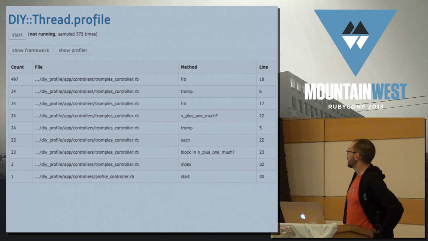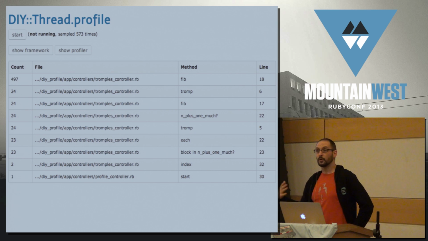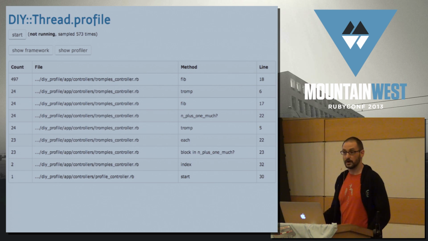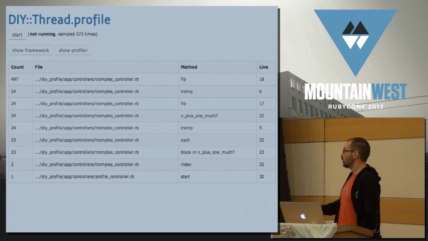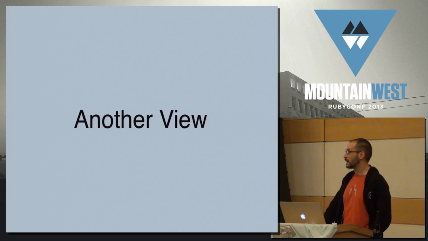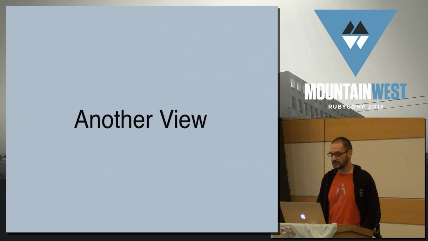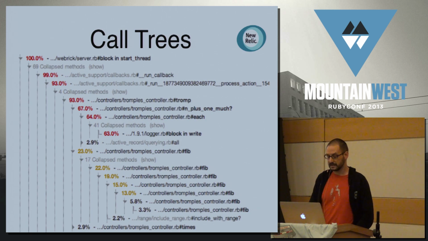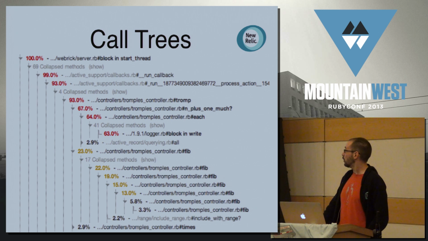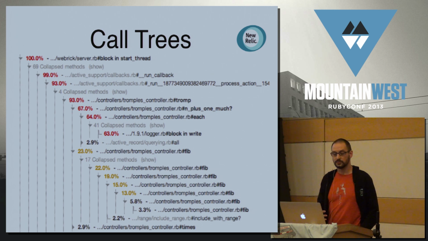And it does have some drawbacks. If the Fibonacci method, for instance, was being called from multiple controller actions, one of the drawbacks of this sort of simple list is that we don't see anything about where that comes from. There's another way of viewing this information. There's probably a number of different ways, but there's another major way of visualizing it that will get us past that, and that's a call tree. This is an image from New Relic's thread profiler, and it shows you a hierarchical view of where that code descends from.